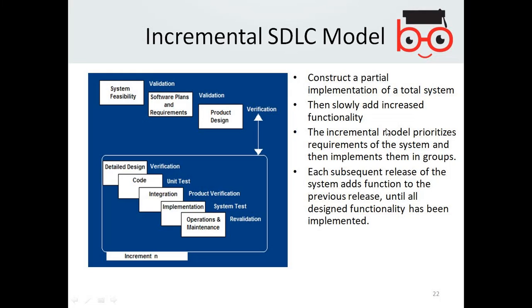The incremental model prioritizes the requirements of the system and then implements them in groups. Each subsequent release of the system adds functions to the previous release until all design functionality has been implemented.